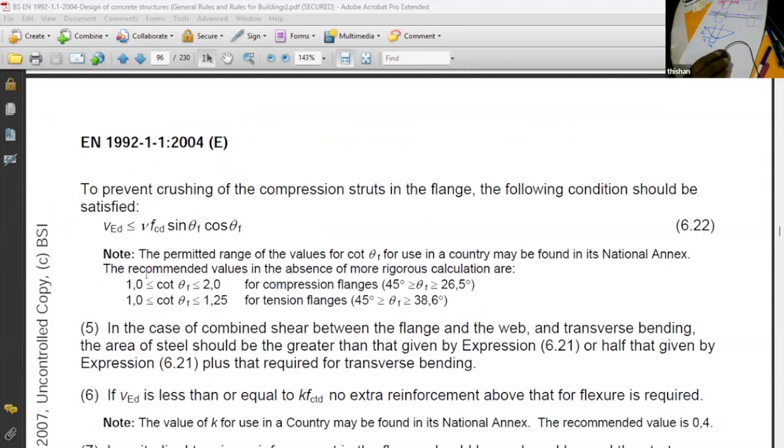So here you can see cot theta varies from 1 to 2.5, 2.0. Can you remember earlier it was 2.5? Now it is 2, right? Is that right, Madhuga? Yeah, earlier the angle was 22 to 45. Yes. But for this particular shear, it is 26.5 to 45.